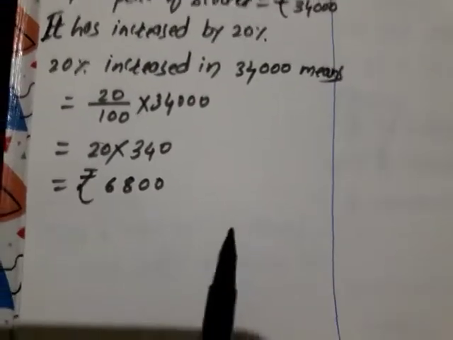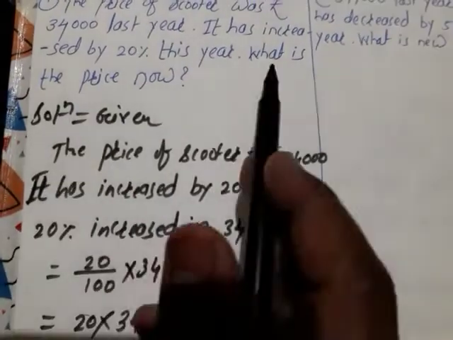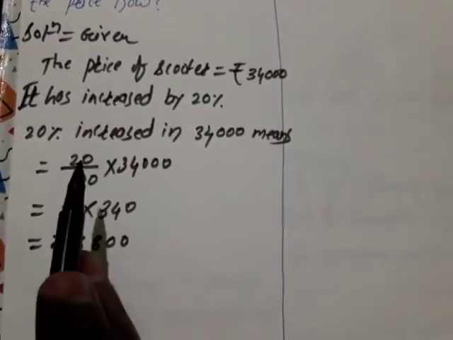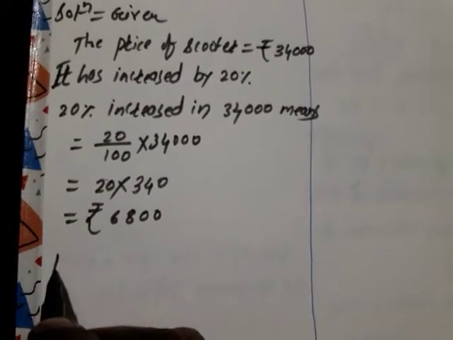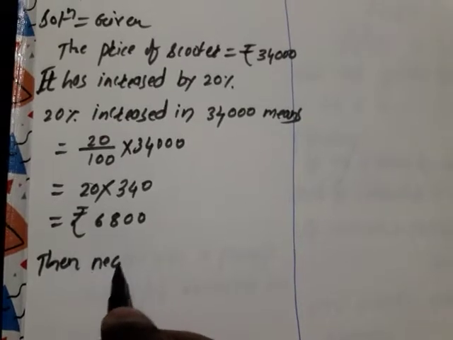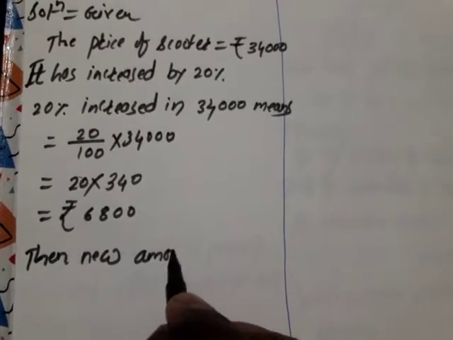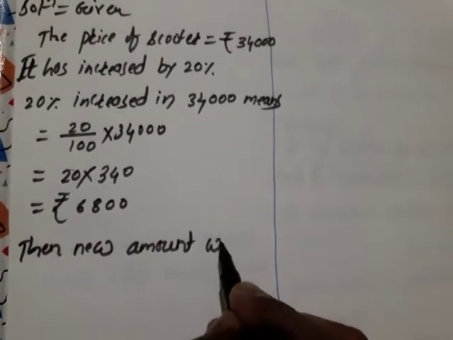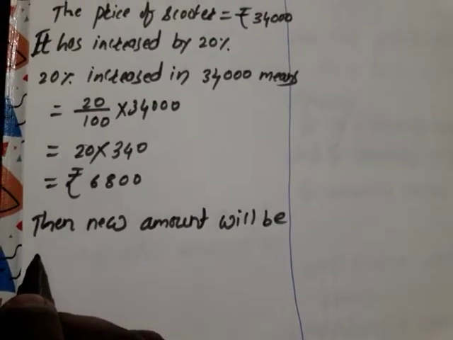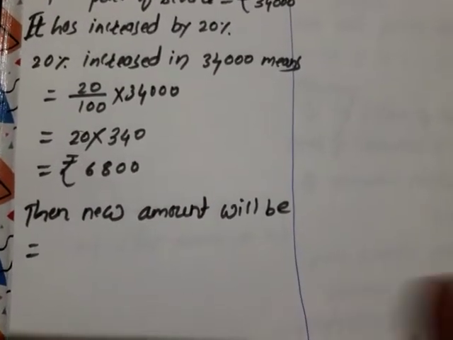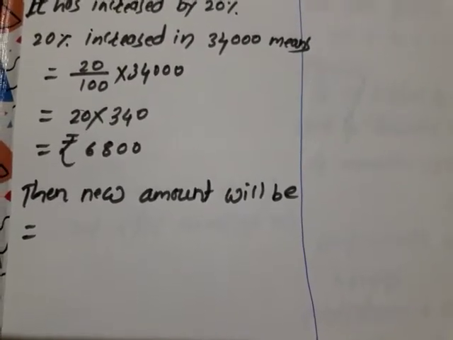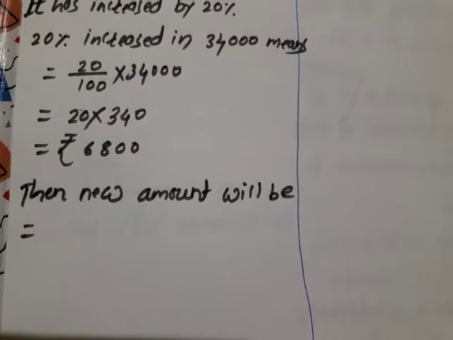Now what will we do? We are going to find out the price now. Means the new amount we have to find after the increase of 20%. Okay, then the new amount will be, what will be the new amount? Try to understand what I am saying. What will be the new amount? Old price plus increased amount.